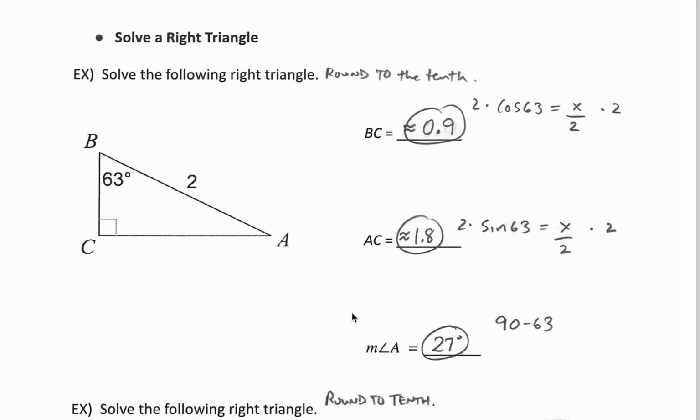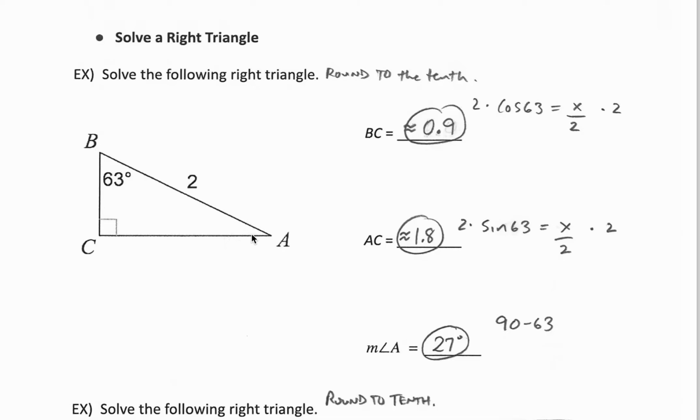Here we go. Given this right triangle, we're going to solve for all the missing pieces, and we're going to round our answers to the nearest tenth. We're given the hypotenuse, and we're given this angle, so we need to solve for side length BC here and side length AC over here, as well as angle A.